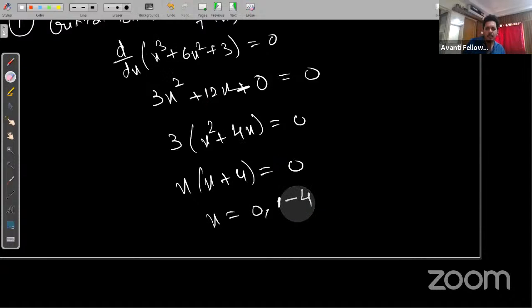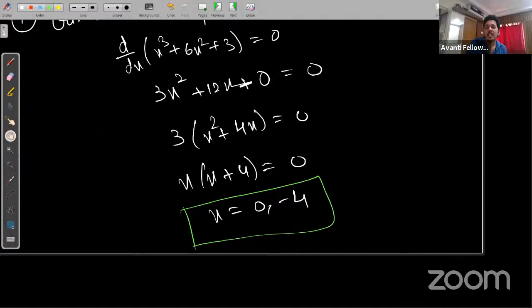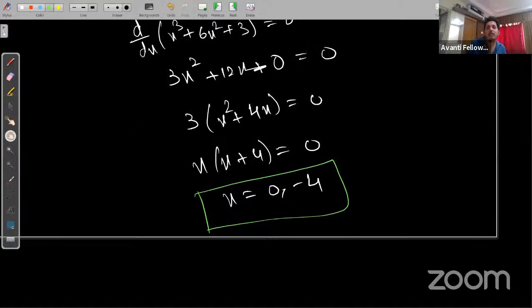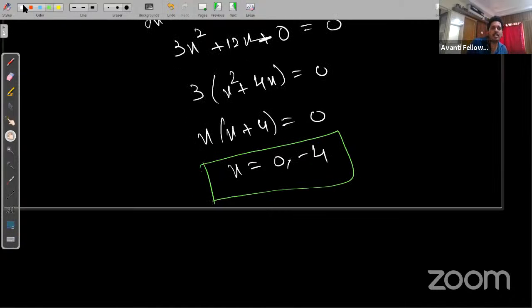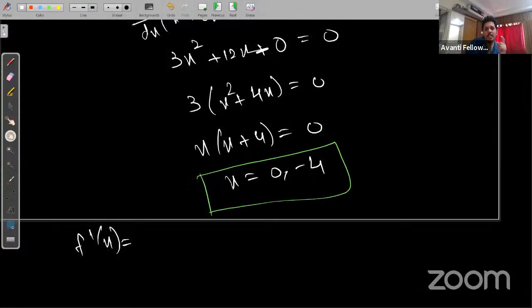So these are the critical points you got, guys. Everyone has got the same or not? Those who have said 0 comma minus 4 is correct here. So these are the critical points. Now tell me, guys, how can I check at which point I'm getting local maximum, which point I'm getting local minimum? Can anyone tell me how can I check it? Second condition. Very good, Naveen.